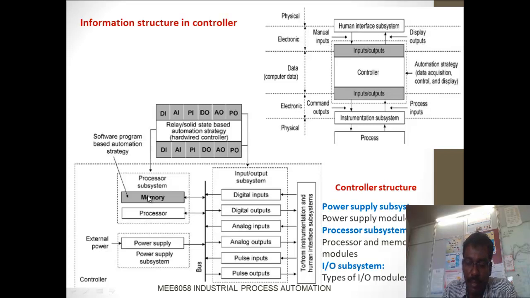You already made a program in the memory, so let's keep it in the memory. The processor takes the program from the memory depending upon the input signals it got from the process subsystem, from the digital inputs, analog inputs and pulse inputs, and starts to check whether the process is happening properly or not. If the process is not happening properly, it again gives a signal, command outputs from the processor to the system through digital outputs, analog outputs and pulse outputs. This is the detailed control structure of the controller subsystem.